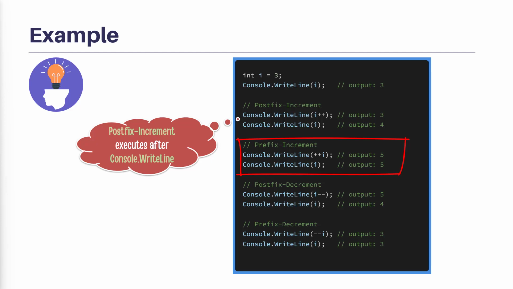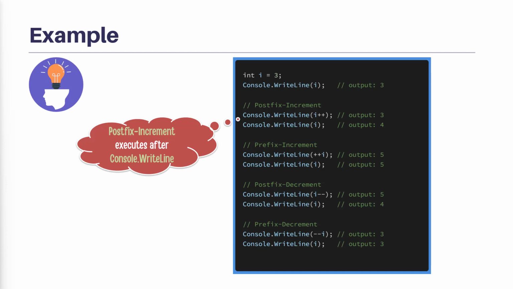Did you notice the difference? In case of the postfix increment operator, the Console.WriteLine was executed before applying the increment operation. On the other hand, in case of the prefix increment operator, the increment operation happened before executing the Console.WriteLine. I hope this code example helps in understanding how the prefix and postfix increment operators work.